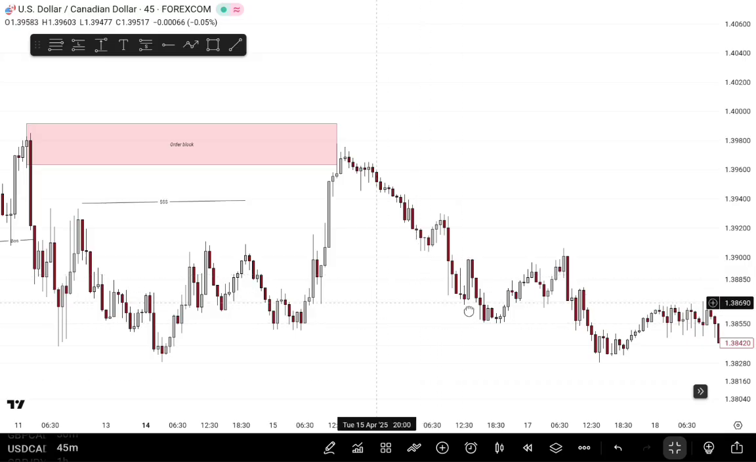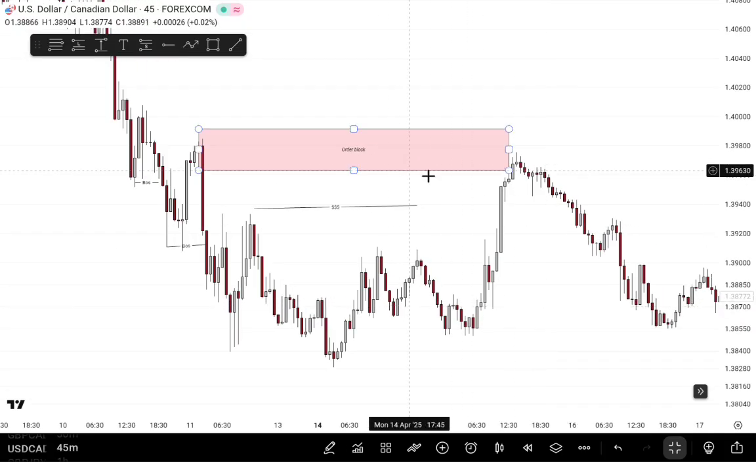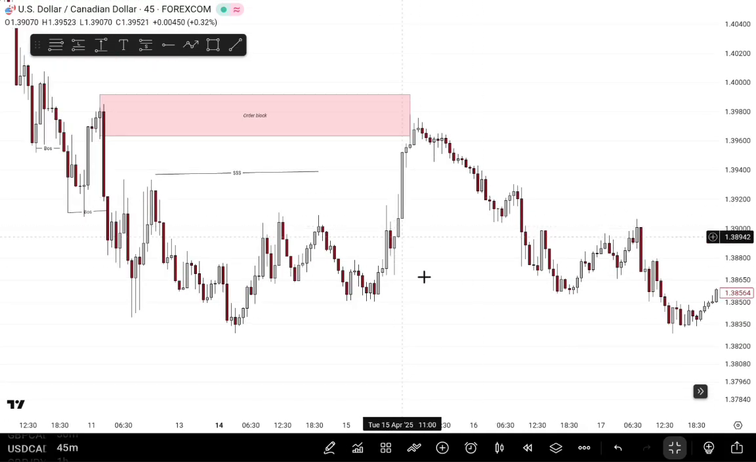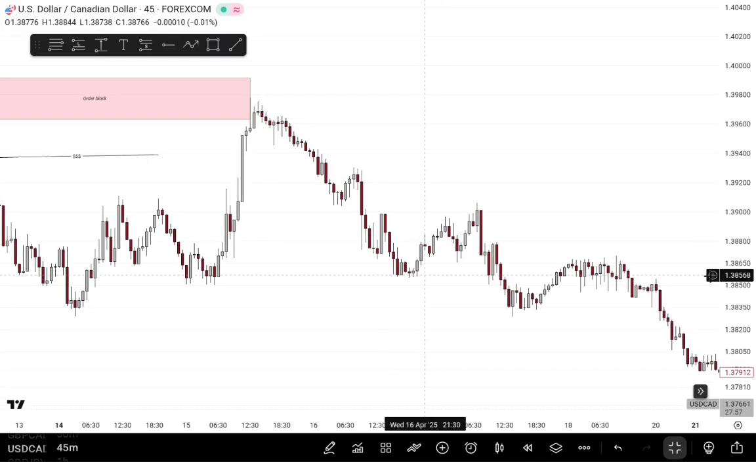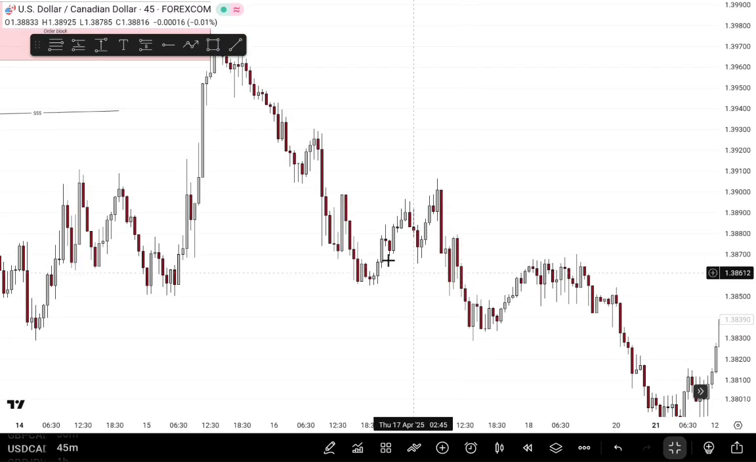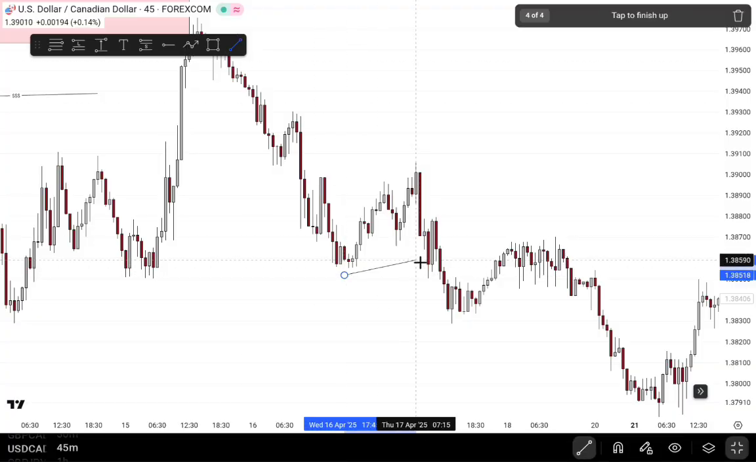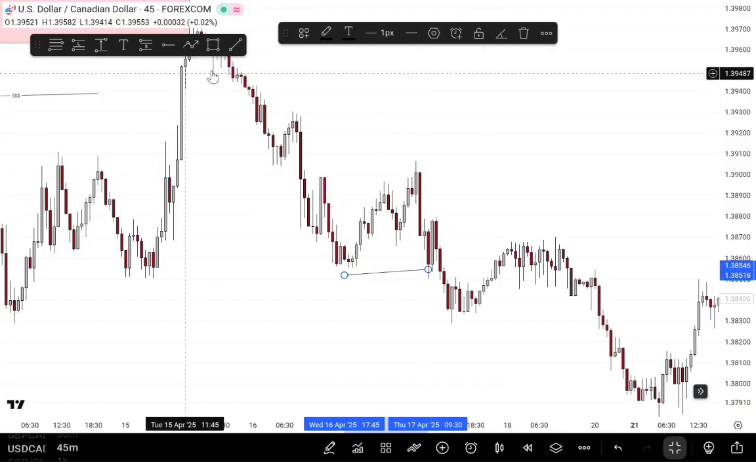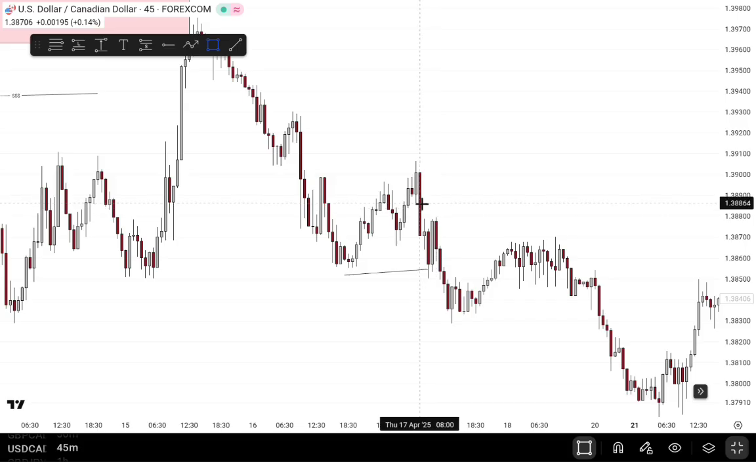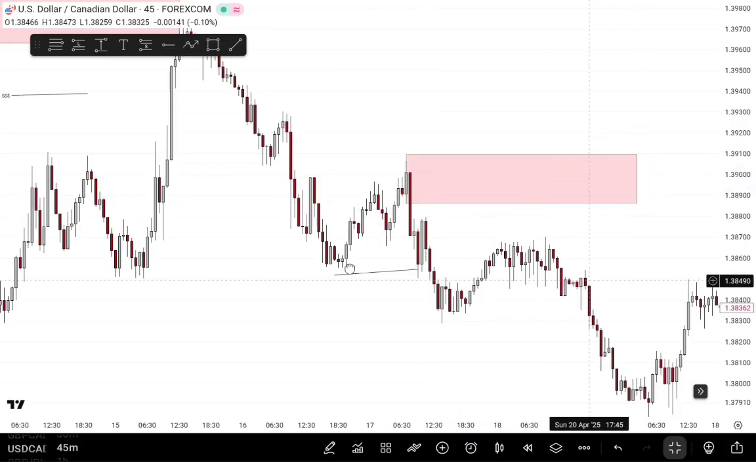Alright, so boom to the downside. You can see our price tapping. We move to the downside sharply. Alright, so we have a break to the downside also. You have a supply zone which is going to sit in here.